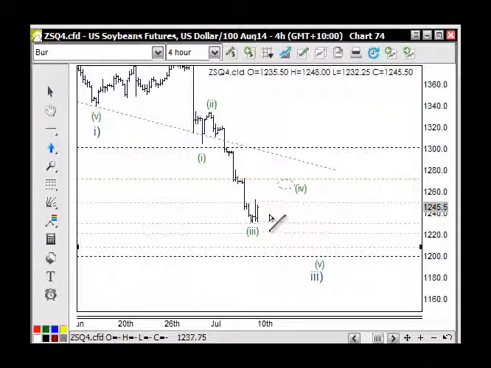But in this particular case, we're looking for a larger correction. It may or may not come, so just be mindful of that. It could be just a short wave 4 here, but that's basically what we're looking for here.